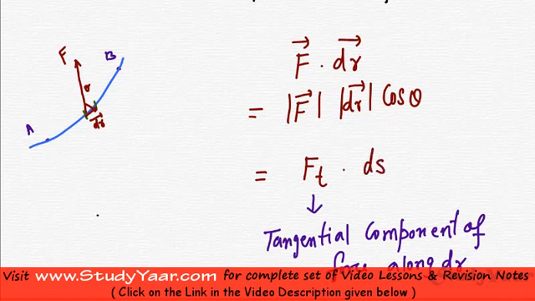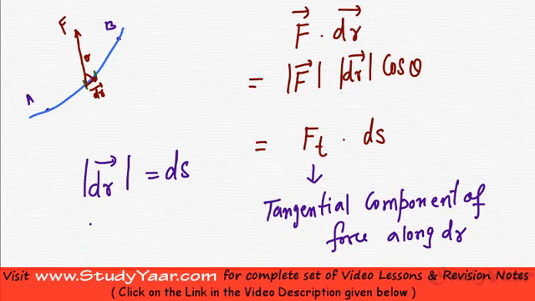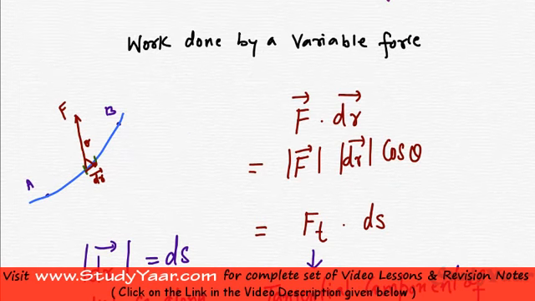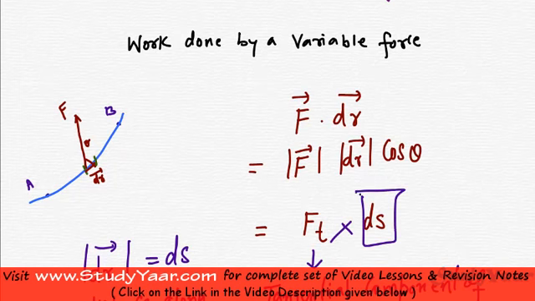Just going to write over here that modulus of dr is equal to ds, which is the distance along the curve. So work done during this small displacement is ft into ds. This is multiplication and not the dot product. This is a scalar, this is a scalar. So this is ft into ds.